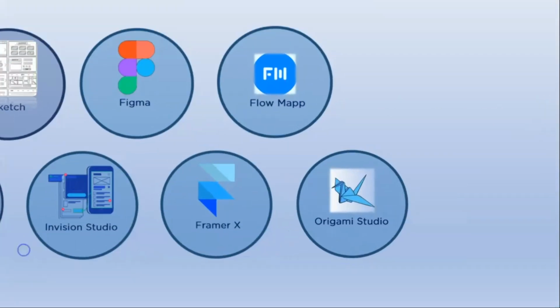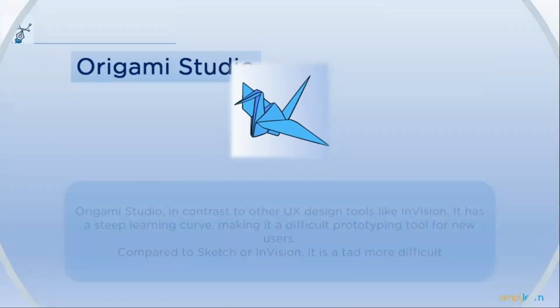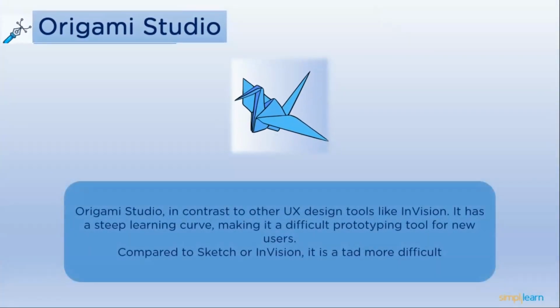The next one is Origami Studio. In contrast to other UX design tools like InVision, it is extremely advanced software that's specially for experts. It was originally developed for the Facebook designers, but it is now freely accessible. It has a steep learning curve that makes it a difficult prototyping tool for the new users.